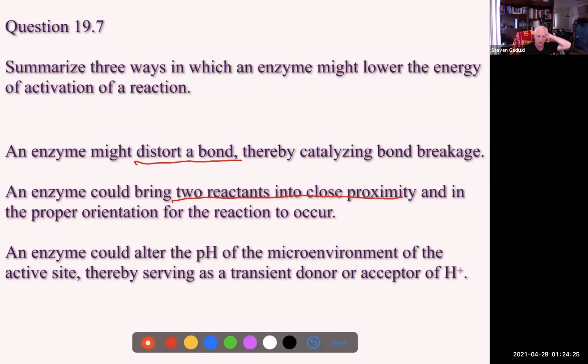Okay, or the enzyme could alter the pH of the microenvironment. So it could either accept a proton or donate a proton to change the substrate. So those are 3 ways. Okay, then an enzyme might lower the activation of a reaction. It lowers the activation energy, so the reaction can occur quicker. That's all it does. It lowers the activation energy.